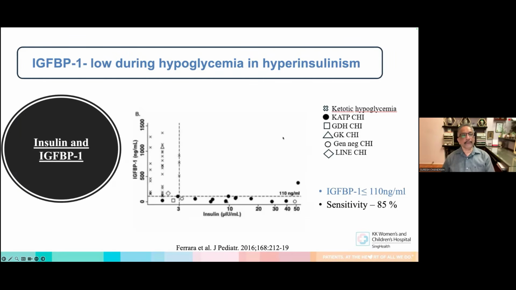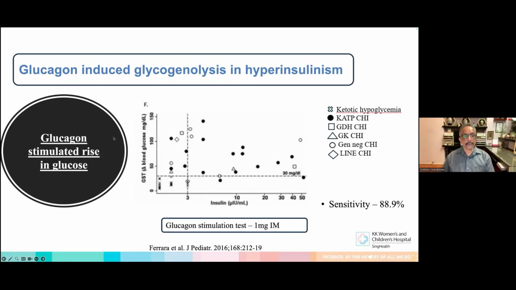IGF, insulin-like growth factor binding protein 1, will be low during hypoglycemia and hyperinsulinism. Not bad, it has a sensitivity of 85% if the level is below 110 nanograms per ml. So this is another sensitive test we can do. Glucagon-stimulated rise in glucose: I told you already, if you give 1 milligram of glucagon, there is an 88.9% sensitivity for this test if the glucose level doesn't go above 1.7 millimoles per liter within 30 minutes.